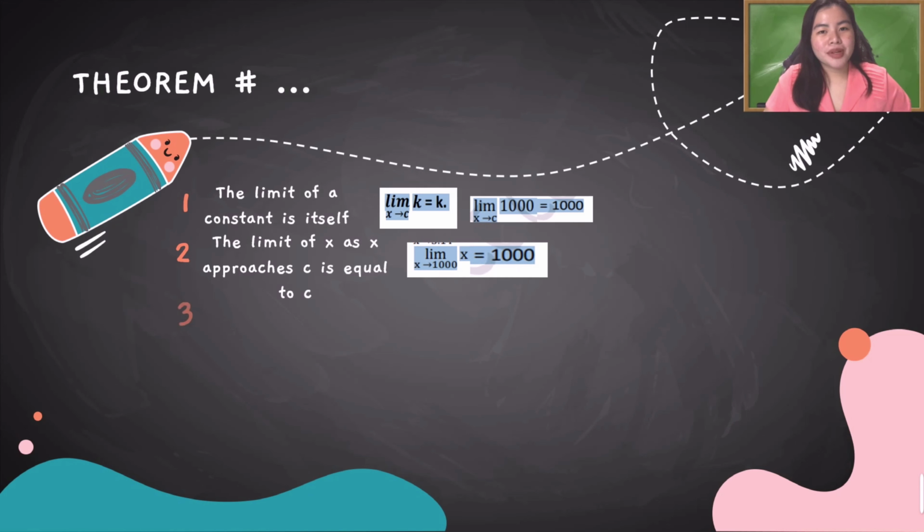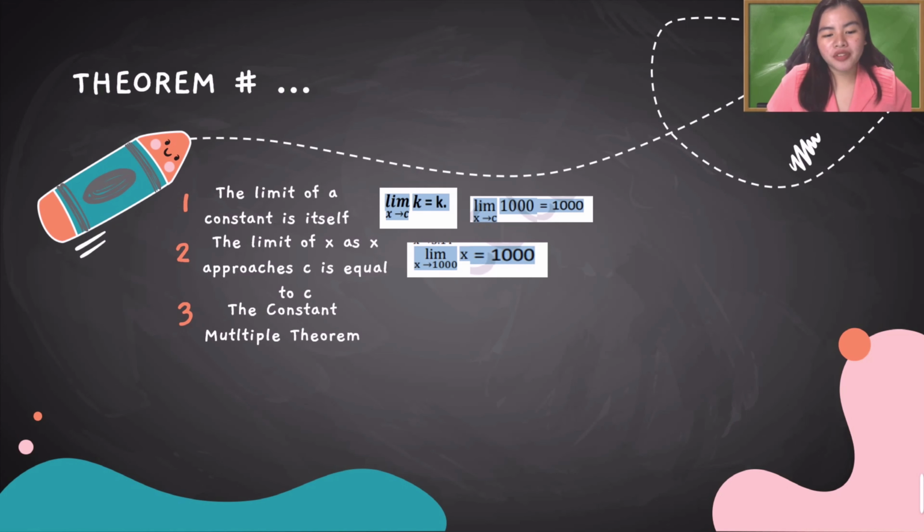The next theorem is called the constant multiple theorem. It states that the limit of a multiple of a function is simply the multiple of the limit of the function. To better understand this, here is an example. Limit of 3x as x approaches 3.14.